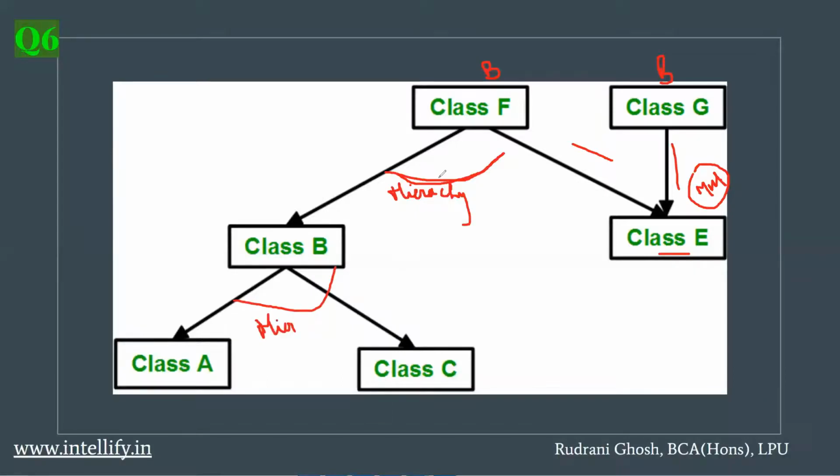We can see three different forms of inheritance out here. As a result, we can say this is a hybrid form of inheritance. This entire structure is a hybrid inheritance structure.